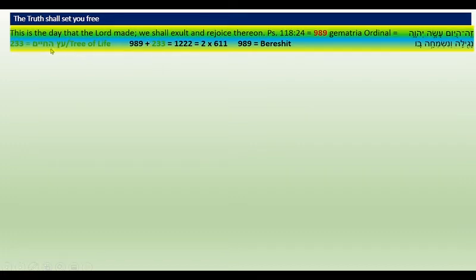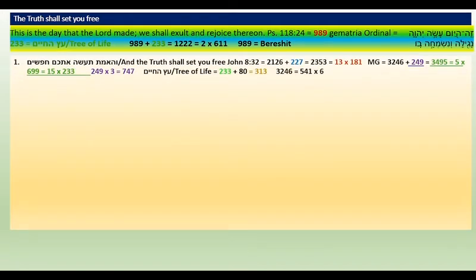233, which is Eitz Chayim, the regular of Eitz Chayim, tree of life. Plus, if you add those two together, it's 2 times 611, and 611 is Torah. So we've got a lot connected in this particular verse. It's all a coded message for some very significant concepts.